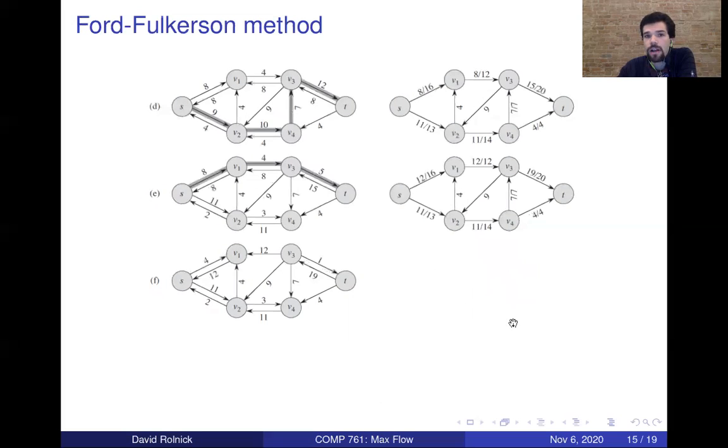We can carry on in this way until we eventually get to this flow. And this flow has this residual network. And there isn't an augmenting path here. And we can sort of convince ourselves pretty easily of that. Suppose we try to create an augmenting path.